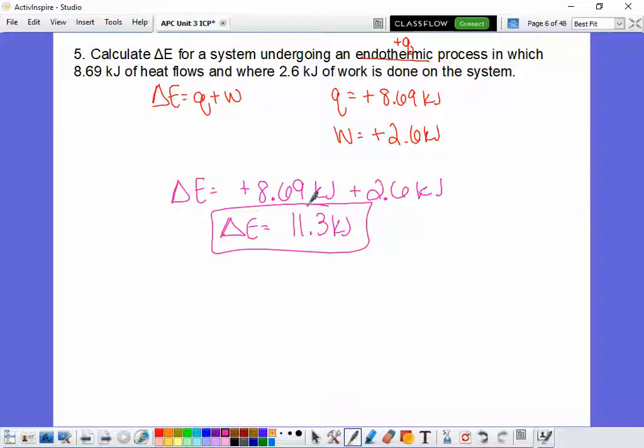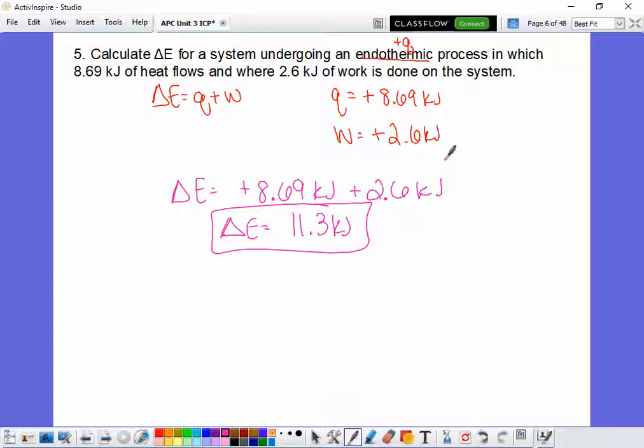Now, for all of this, the sign, if it's positive or negative, all that tells us is the direction of, for example, heat flow or what's doing the work. Is it the surroundings or the system? Okay, so the sign tells us something, but for example, if I wanted to compare, like this is having 2.6 kilojoules of work done on it, okay?